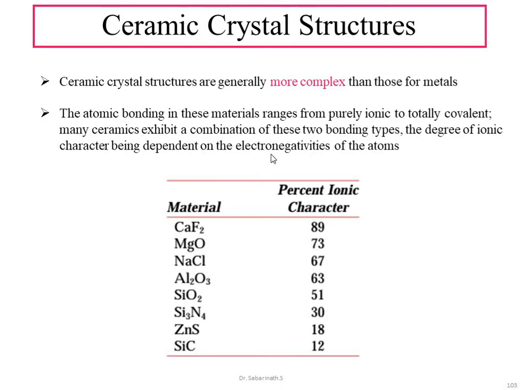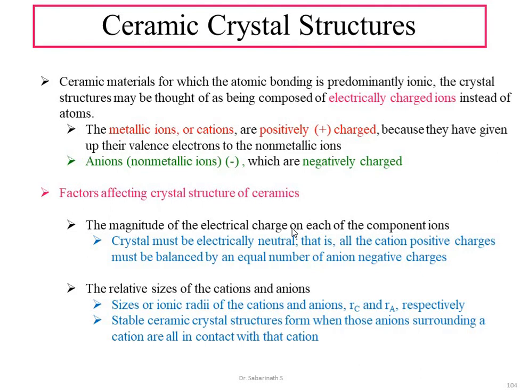All that depends on the electronegativities of the atoms. I think we have discussed this earlier, but please have a look at this. These are all ceramic materials, and this represents the percentage of ionic character. For ceramic materials in which the atomic bond is predominantly ionic, the crystal structure may be thought of as being composed of electrically charged ions.